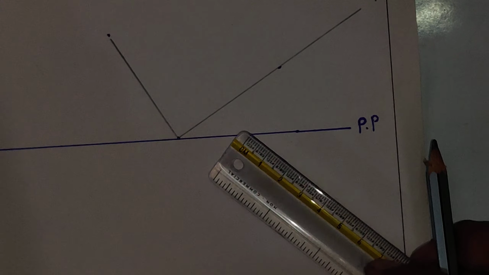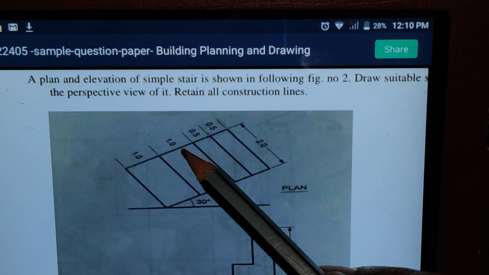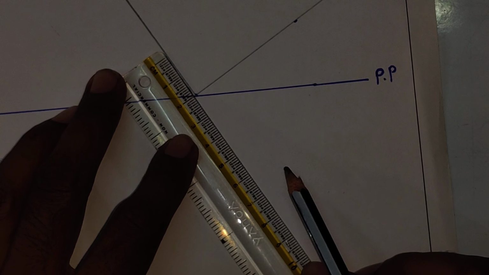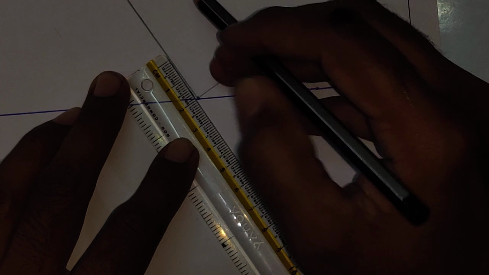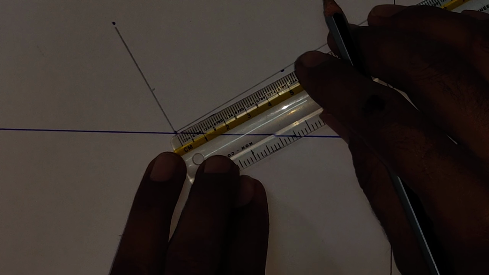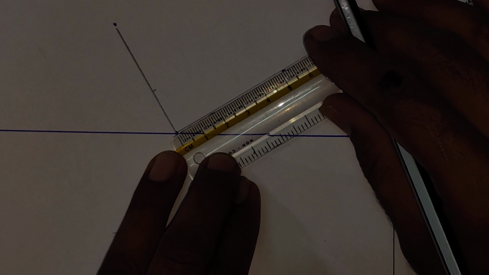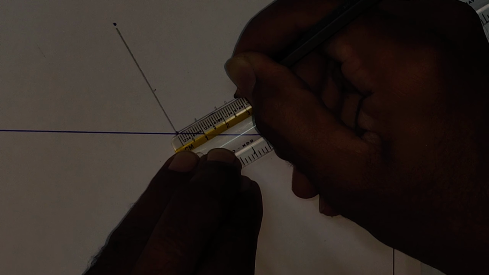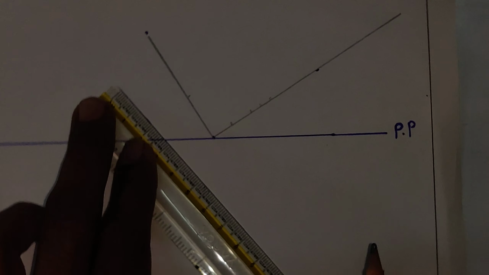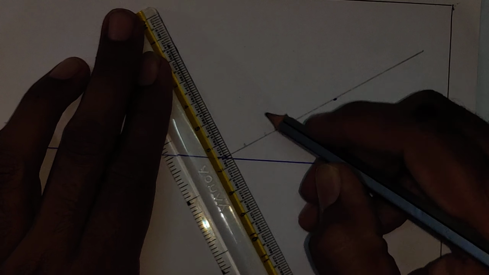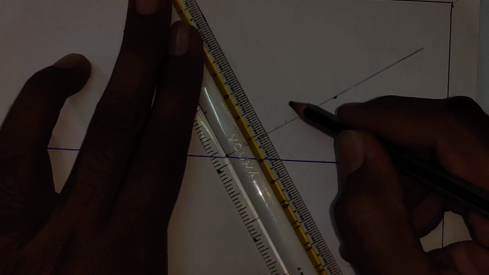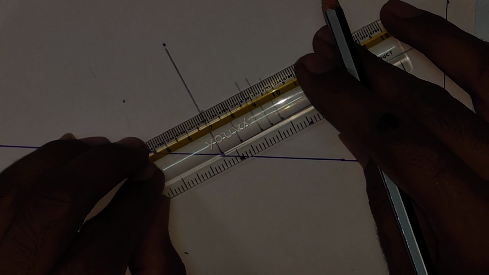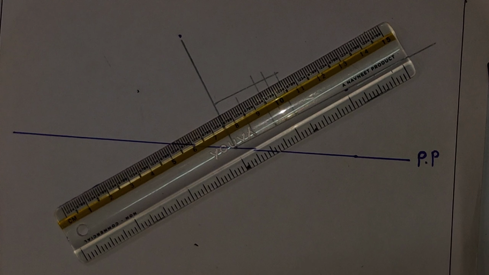Right, so now you can see the dimensions. This is 2 meter, 1 meter, 1 meter, 0.5 and 0.5 meter. So this is 2 meter. I will take here 2 centimeter. Next dimensions are 1 meter, 1 meter, 0.5 and 0.5. Then it is better if you use a ruler, then draw a parallel line to this, and after that you can erase the extra portion.